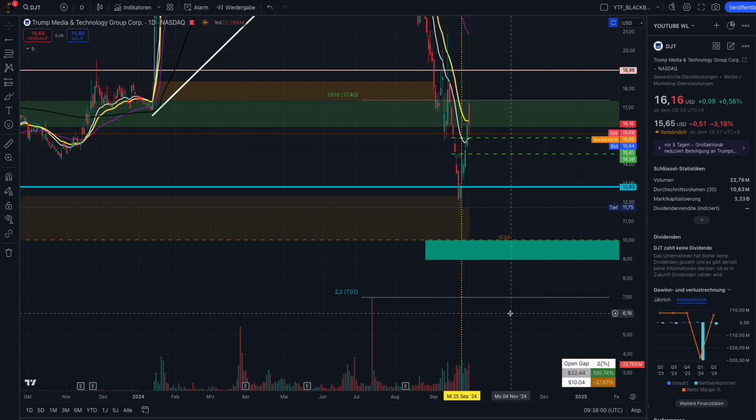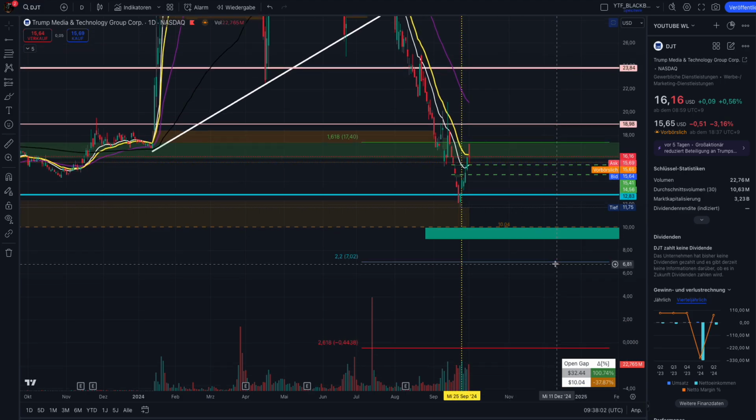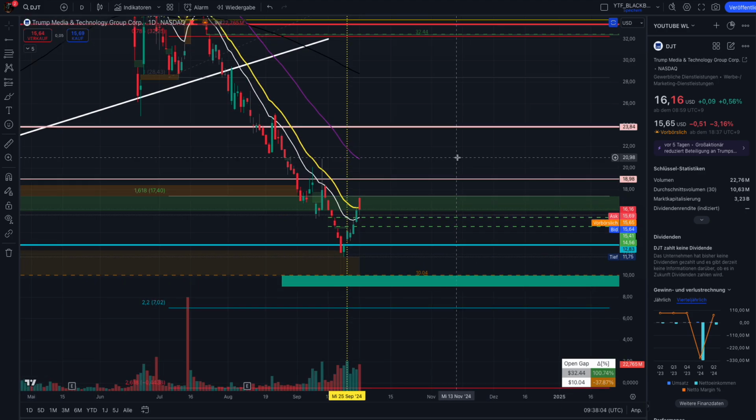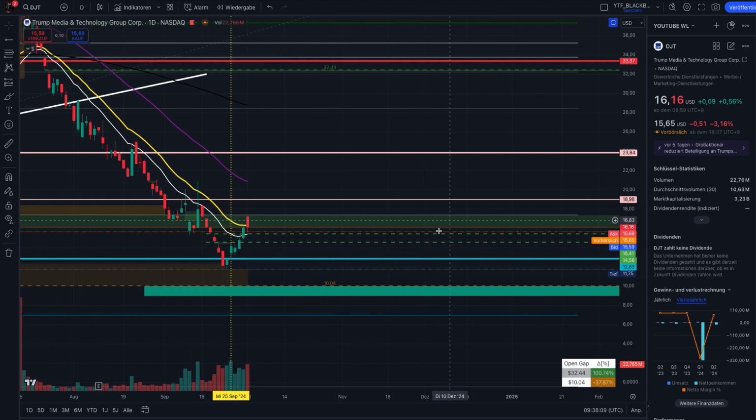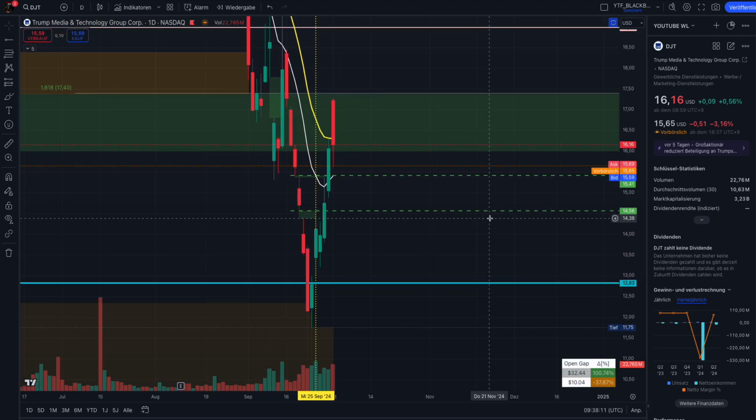That would be my ultimate buy-in price goal here for a long trade. And when I say long trade, that doesn't mean that I hold this ticker for a few months. This is a very quick in and out play. What we saw right now, we had two open gaps here.